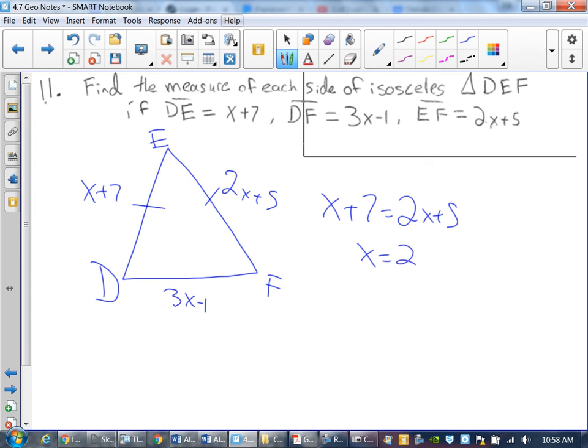So what's also nice about being isosceles, let's say find the measure of the sides. That means you have to substitute back in, and this is really easy. What's 2 plus 7? What's 2 times 2? 4. 4 plus 5 is? 9. What's 3 times 2? 6. 6 minus 1 is? 5. Is it still an isosceles triangle? Yes.